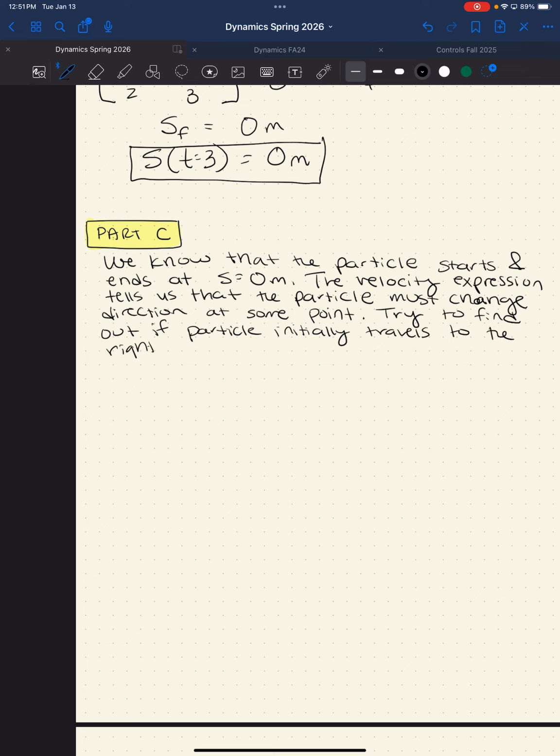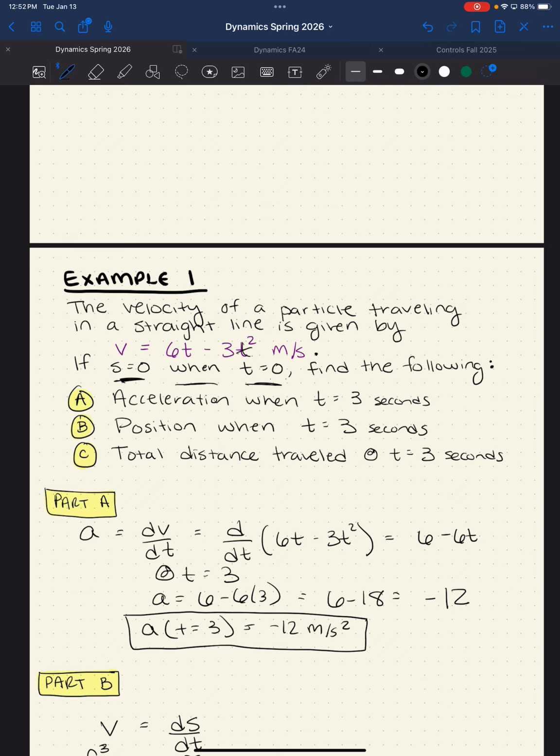Try t equals 1. Yeah, very good. I would actually probably try an easier number to start out with. My initial thought would be plug in t equals 0 and see what direction it's going. However, that actually doesn't help us here, because at t equals 0, what's my velocity? 0. 0 isn't going left or to the right. So let's plug in t equals 1.